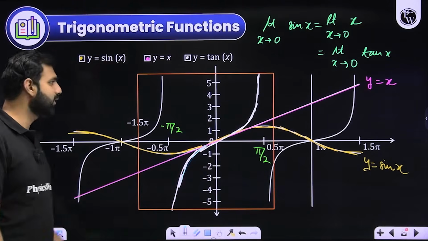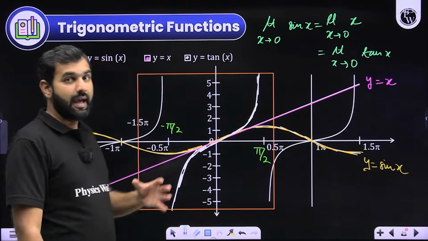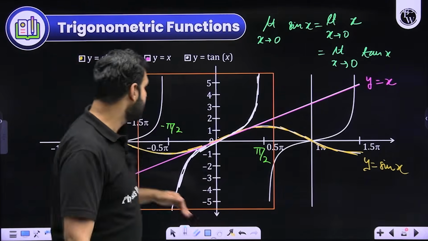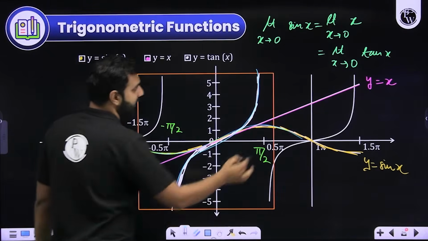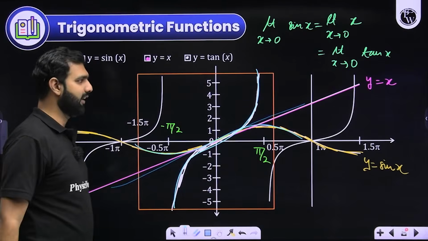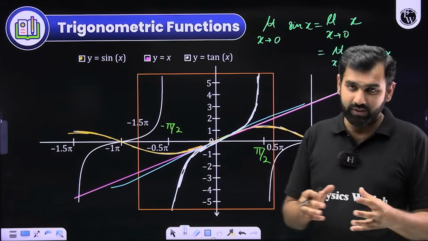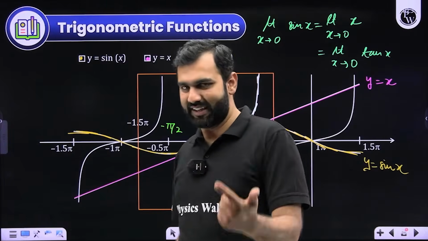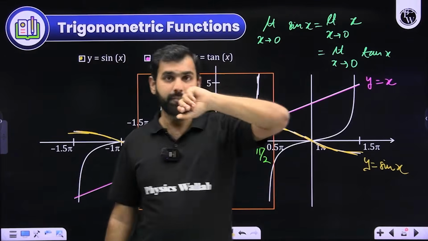I would request that you take a screenshot of it so that you keep this particular image with yourself and have this image in your brain, that this is how the graph of sin x is drawn. This is how you draw the graph of tan x, and somewhere in between the graph of y equals x passes like this. So when values are approaching 0 on the x-axis, x, tan x and sin x will become equal. And that's why the limit of sin x upon x, tan x upon x is 1, because they are equal.